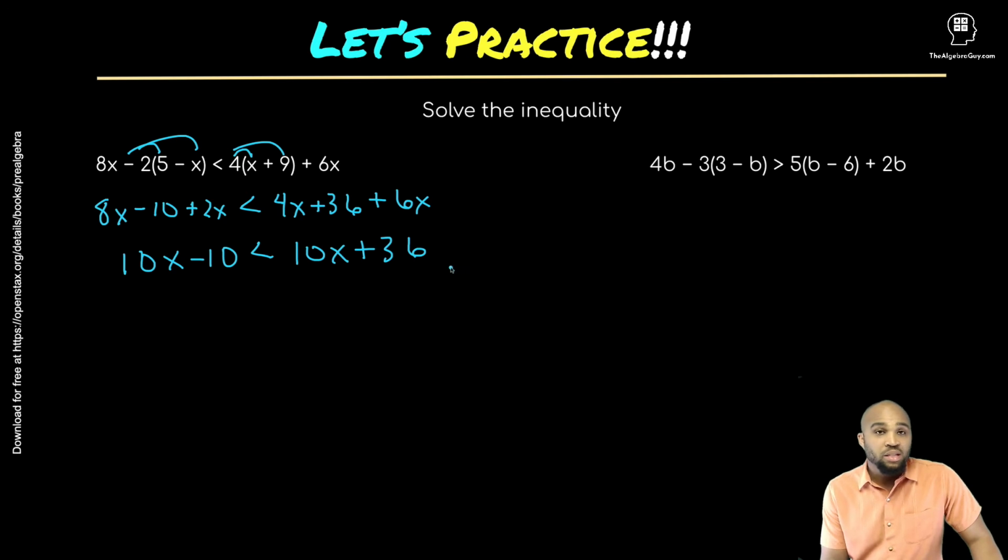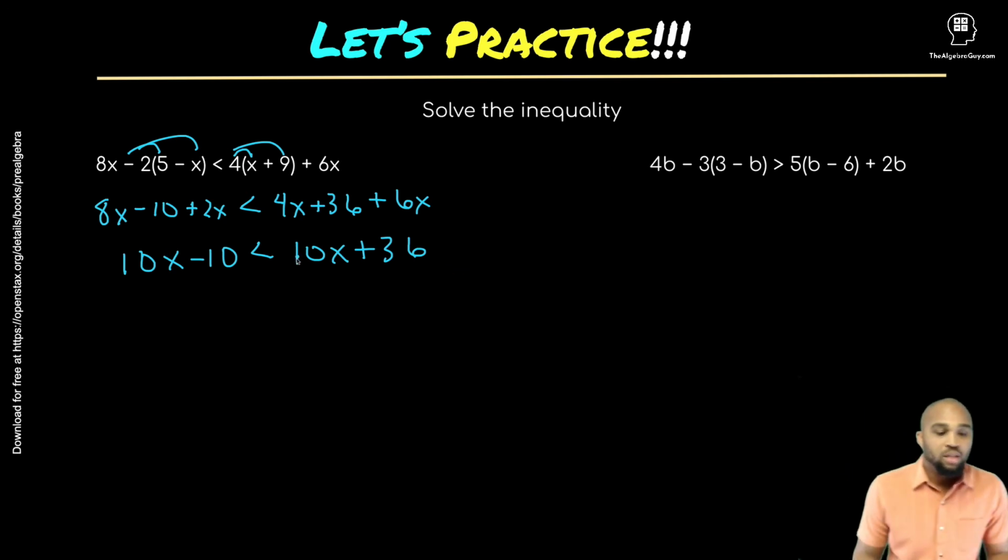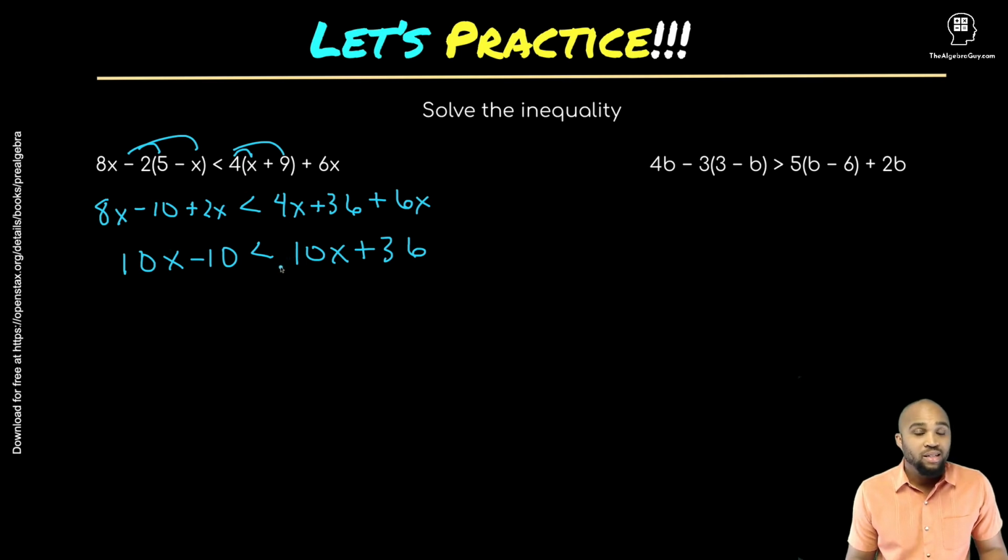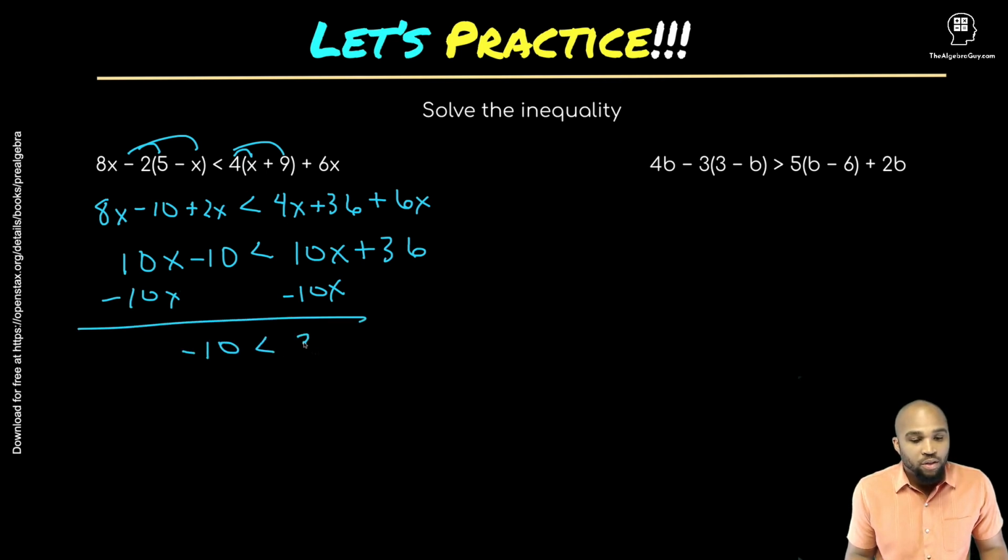Now I can see that something interesting is about to happen because you see a 10x and a 10x on both sides, and I need to get them on the same side. So what's going to actually happen here? Let's see, minus 10x, and now I'm left with a negative 10 less than 36. So in this case, since this is a true statement, that negative 10 really is less than 36.